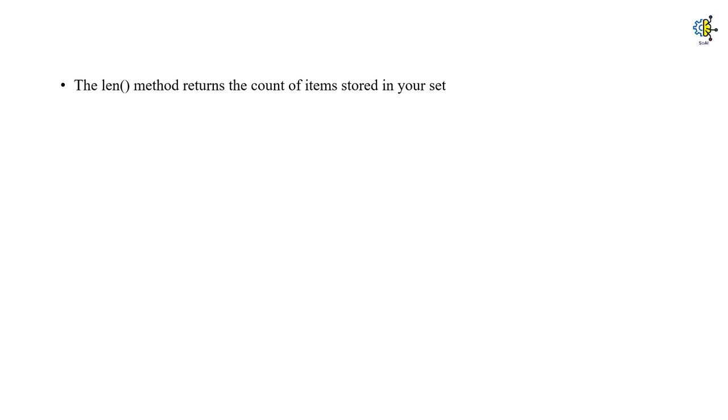The len method returns the count of items stored in your set. So here we have set1 with the usual values 1, 2 and 3. And if I do print(len(set1)), this will result in 3 because we have 3 items stored in our present set1, whose values are 1, 2 and 3.